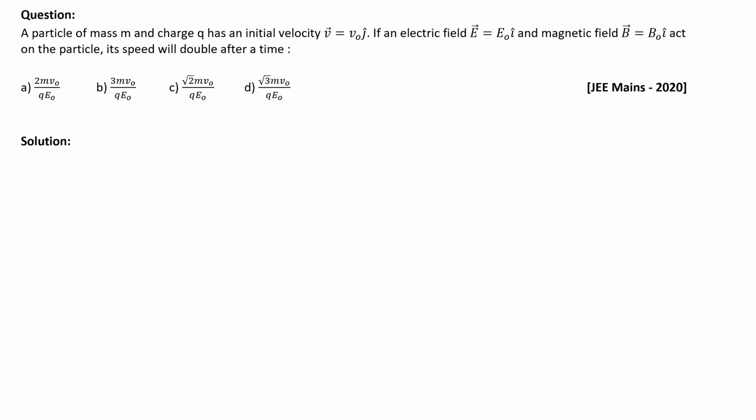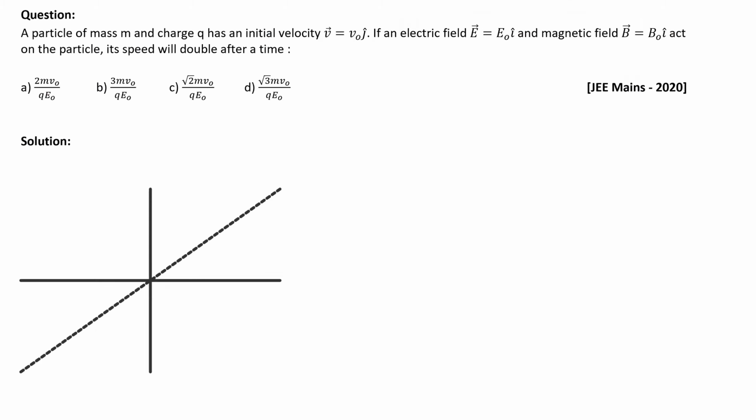Now to solve the question we first need to draw the axes, x, y, z coordinate axes. So let's say we have these axes, let's name them. This is your x-axis, y-axis and z-axis. According to the question, we have a charged particle Q with mass m which is traveling in positive y direction at t equals 0.